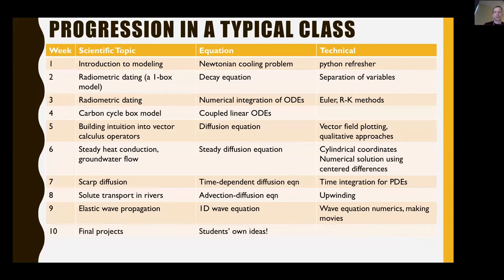Then we move on to the advection diffusion equation. We do a problem related to solute transport in rivers, and there they're introduced to the concept of upwinding. We talk about different advection methods. We use very simple methods, just simple upwinding, and then more complex advection schemes like QUICK and QUICKEST that are used in the environmental sciences.